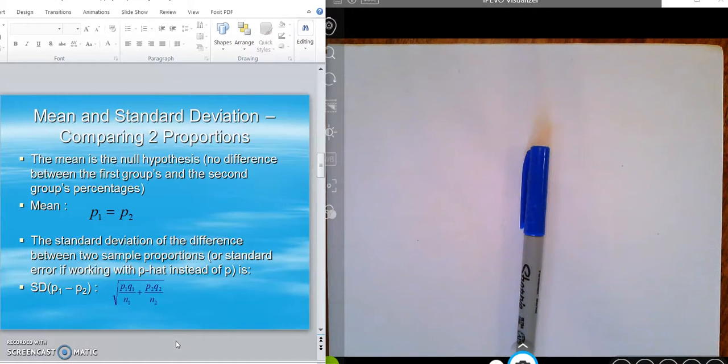So when you're trying to find your mean and standard deviation, your mean is simply that P1 equals P2. Your standard deviation is the difference between the two proportions, and that is our formula down there. Notice if you're doing standard error, it's the same as it was. It just has the extra piece because you're going to be comparing both of them. So you have to add them together, then square root.